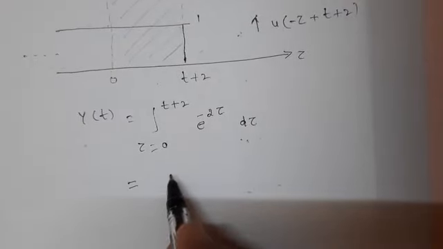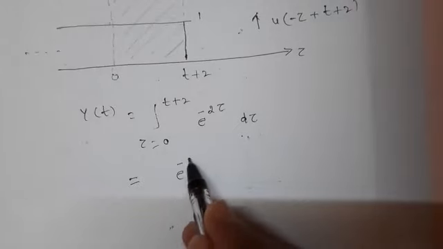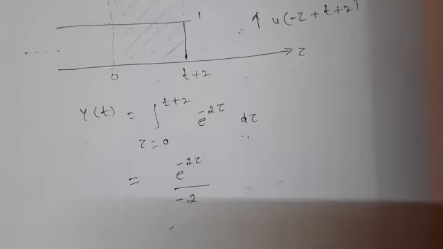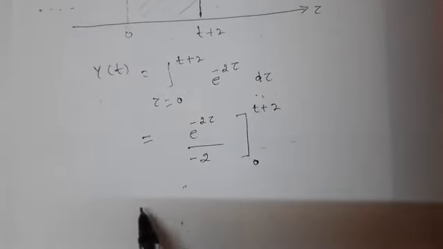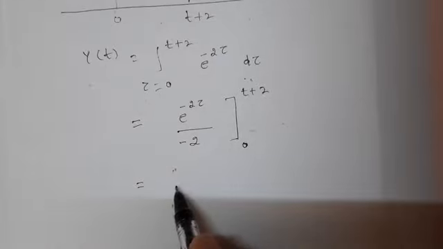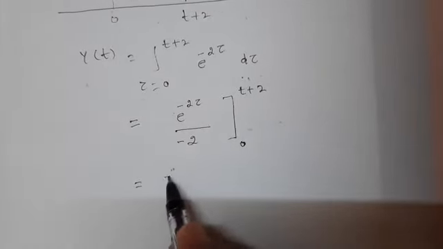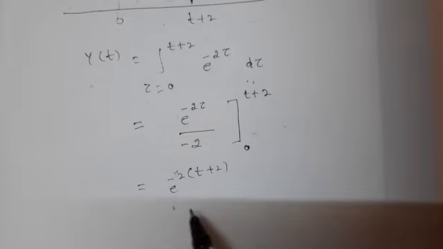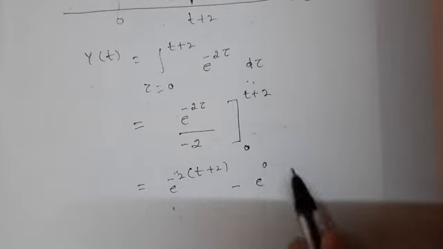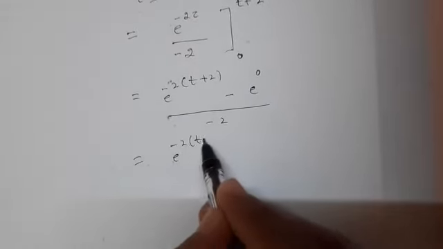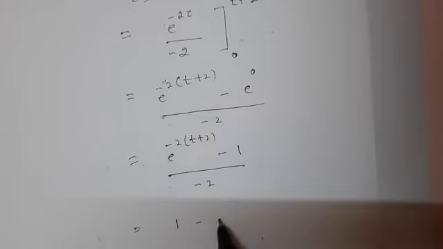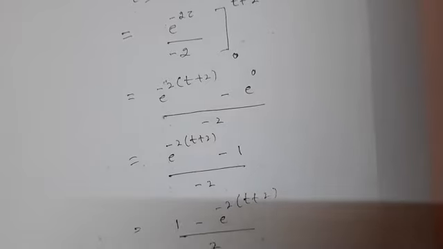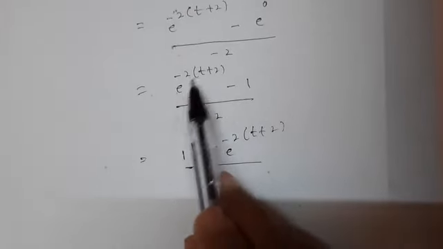So now integration, right? Integration of e to the power minus 2 tau d tau. So e to the power minus 2 tau divided by minus 2, since it is with respect to tau, with limits 0 to t plus 2. So what is this? Substitute the upper limit, e to the power minus 2 into t plus 2, minus e to the power 0, divided by minus 2, which is equal to e to the power minus 2 t plus 2 minus 1 divided by minus 2. This minus sign I will take above, giving 1 minus e to the power minus 2 t plus 2 divided by 2.